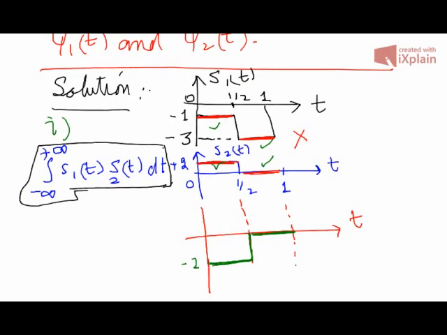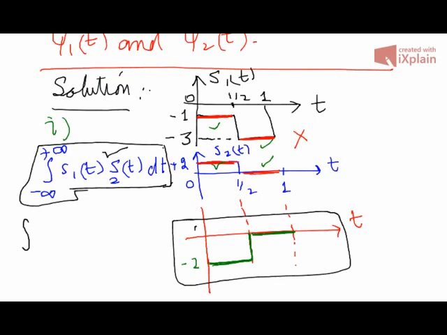We already found this product, this signal over here, and we have to integrate it from -infinity to +infinity. So we have to integrate this waveform, and because it's a definite integral, the limits would be from 0 to half only, because this signal exists only from 0 to half. If you observe this product, it is 0 later on.